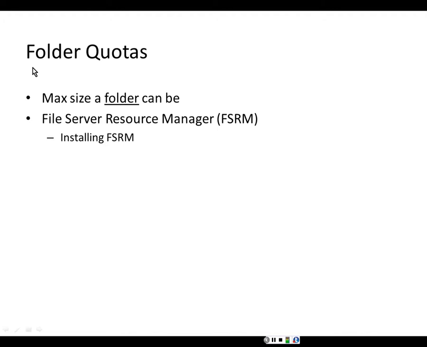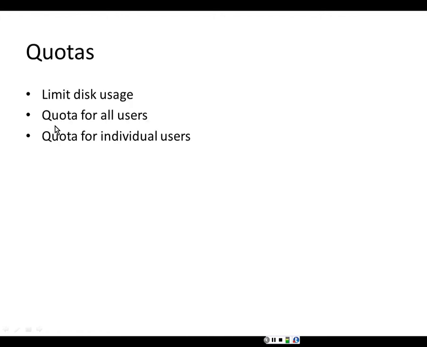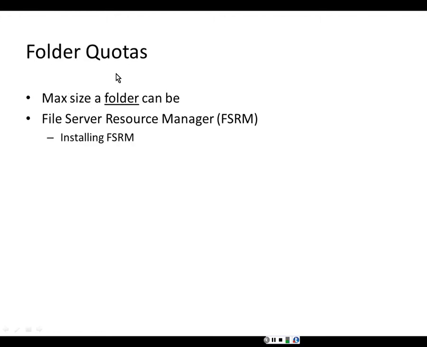Now let's look at folder quotas. A folder quota specifies the maximum size that a folder can be. Now, how is that different? In the previous example, we said no one user can use more than 10 gig of hard disk space. So the limitation is placed upon the user. But with folder quotas, we are specifying the maximum size that an individual folder can be.